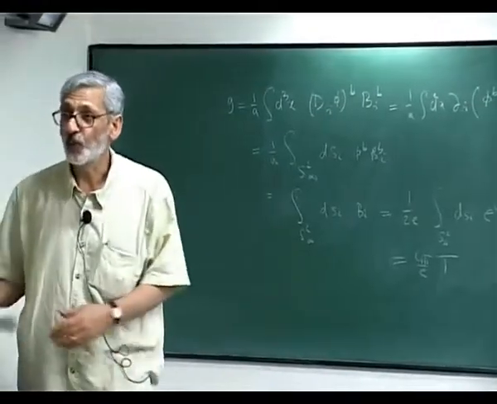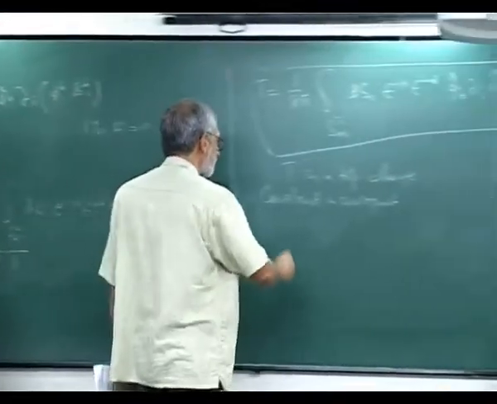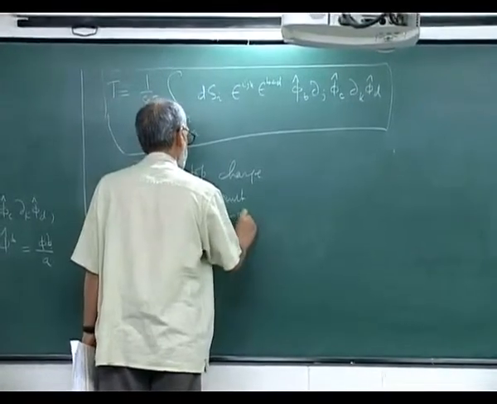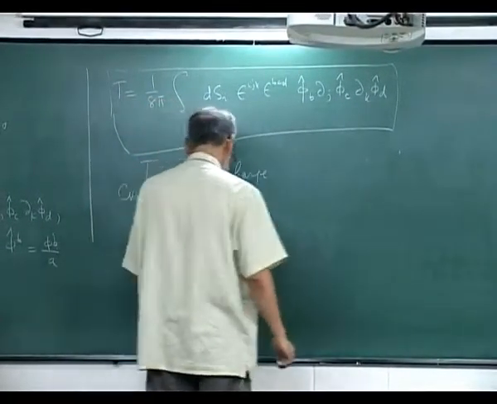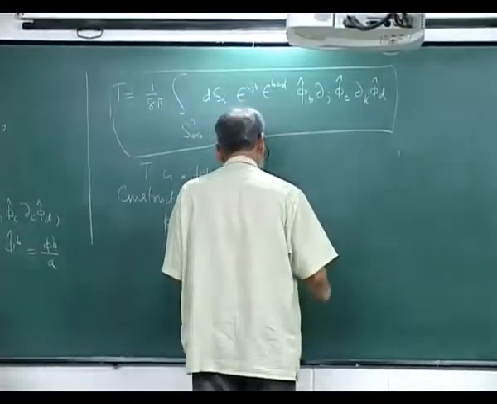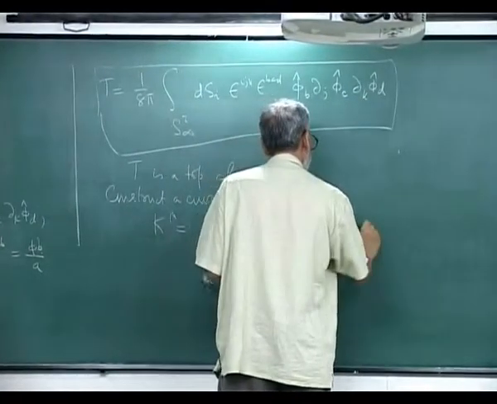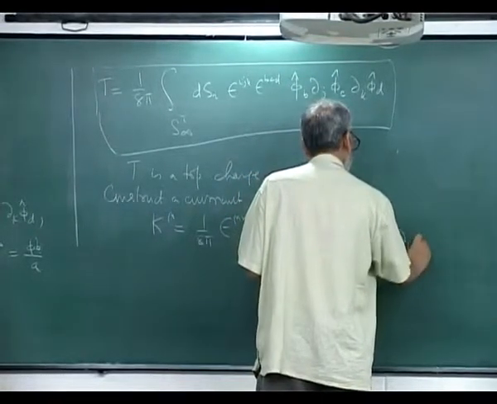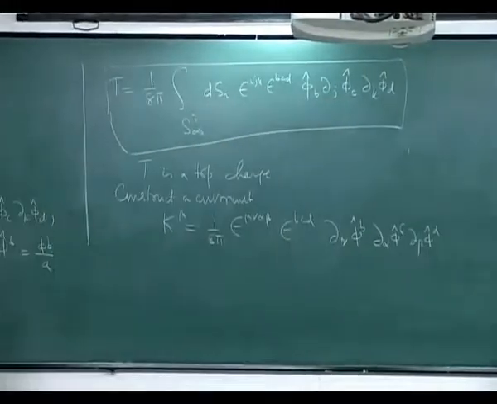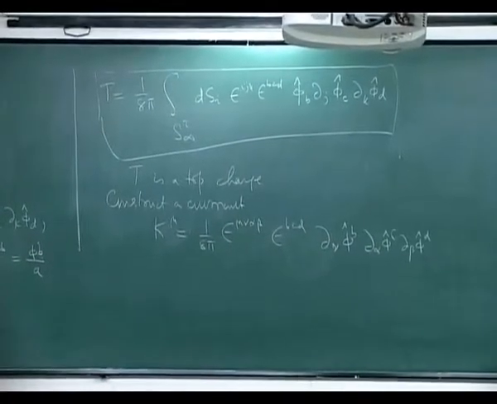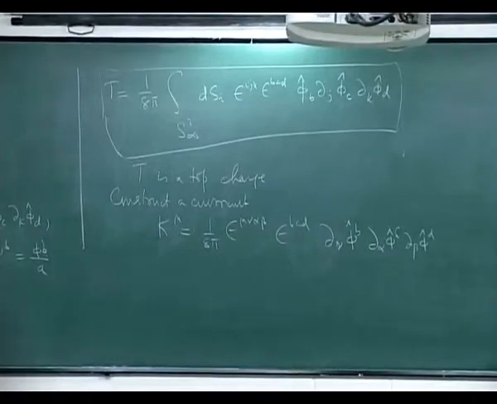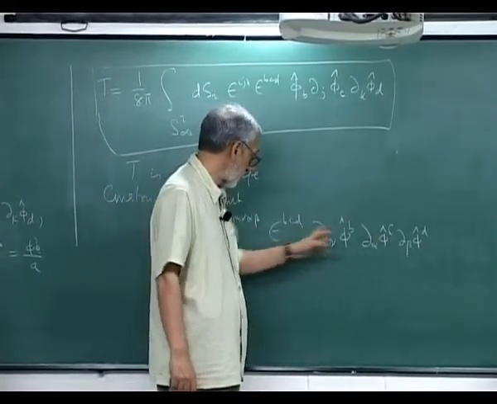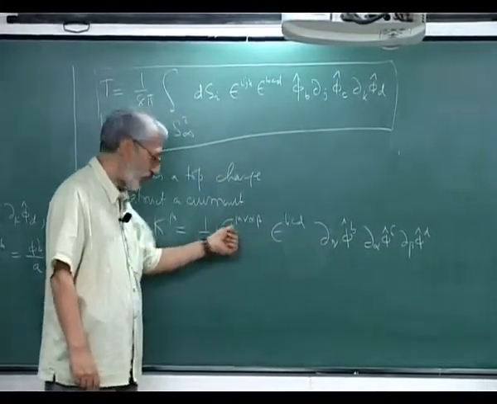a conserved current, and the current is K mu equal to 1 by 8 pi epsilon mu nu alpha beta epsilon b c d d nu phi b hat d alpha phi c hat d beta phi d hat. This is a current. There is one free index mu here, that is the index that the current carries.